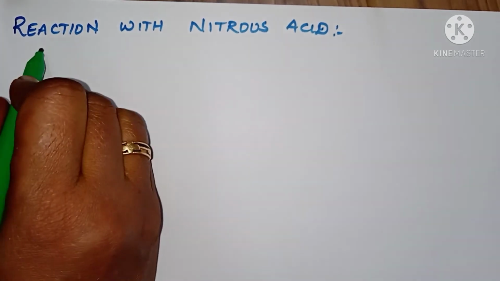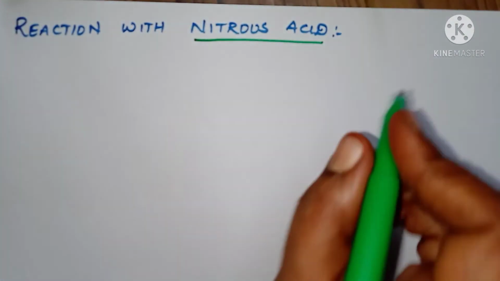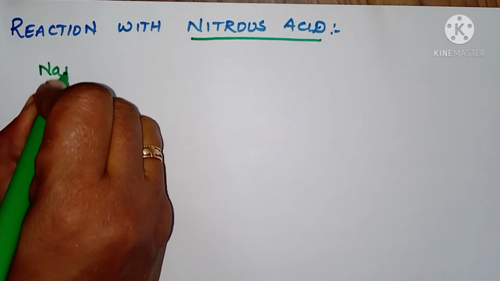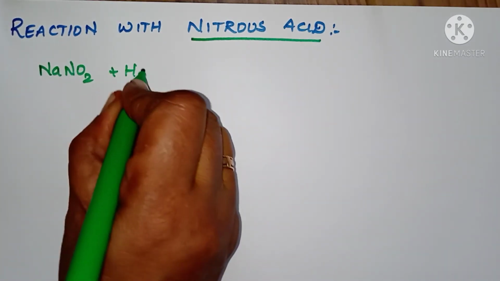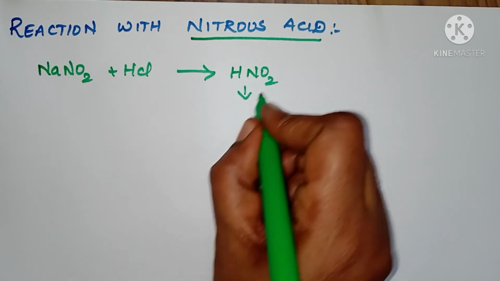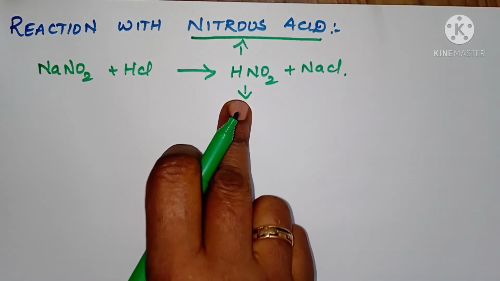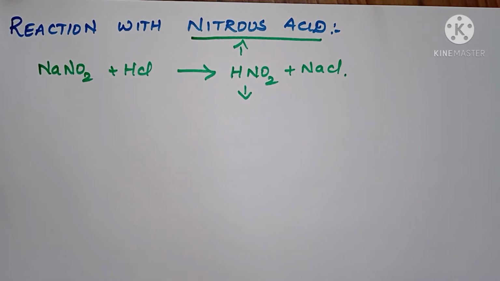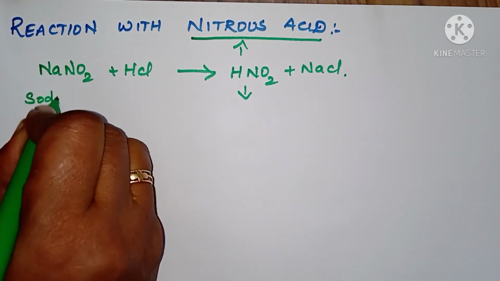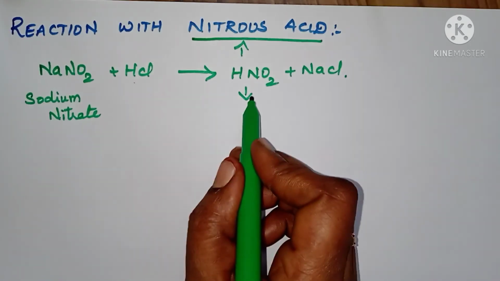The next one, what we are going to learn, is the reaction with nitrous acid. Nitrous acid we have to prepare whenever we require. So how to prepare nitrous acid, I will tell you. Here, NaNO2, sodium nitrite, plus HCl gives HNO2. This is called nitrous acid, plus NaCl. This is actually unstable. Very soon it will lose its character. So whenever we require, at that time we can prepare it from sodium nitrite. Sodium nitrite mixed with HCl, you get nitrous acid.